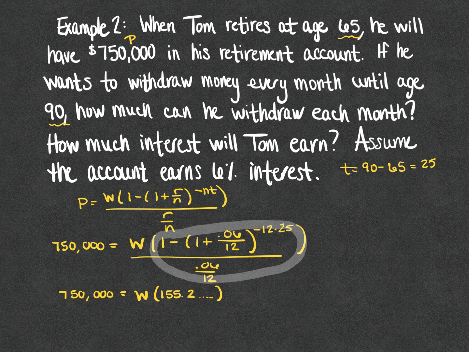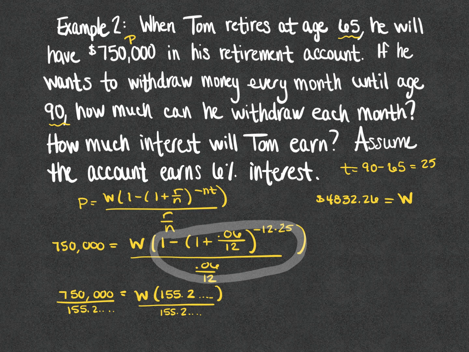And in order to solve for W, we need to divide both sides of this equation by that 155.2 and all of the other digits that come after it. And once we do that, then we can round our answer. And we will calculate that Tom can withdraw $4,832.26 every month for those 25 years.